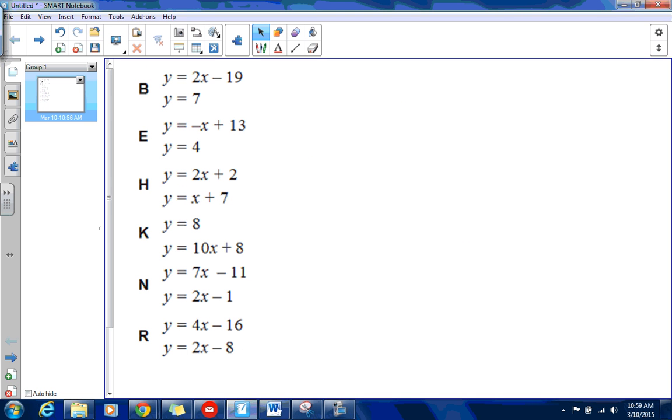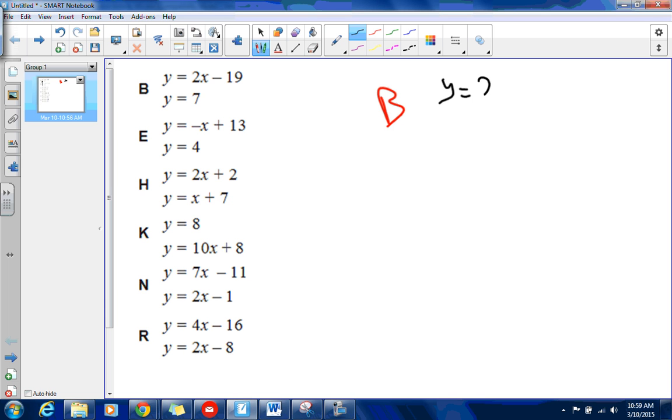So I've got them right here. These are the ones that I'm going to do one at a time. And again, we're using that substitution method. So first of all, we're going to start with B. B, we have two equations here. As it says right there, y equals 2x minus 19 and y equals 7.